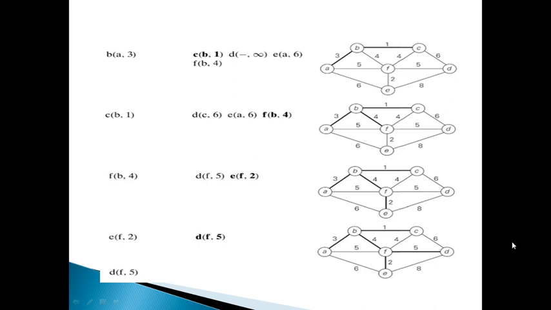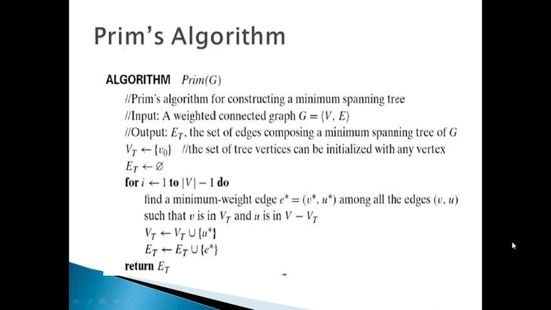A to B with a 3, B to C with 1, B to F with 4, F to E with 2, and F to D with 5 weight. So this gives the minimum spanning tree. So this is Prim's algorithm for constructing a minimum spanning tree.